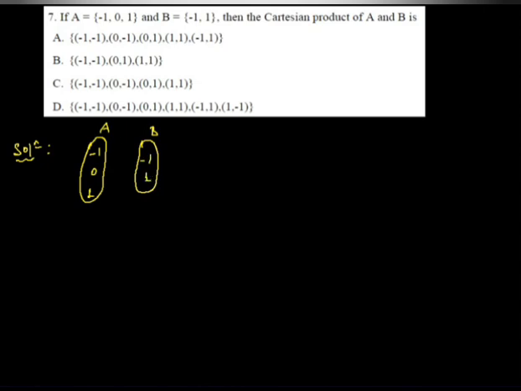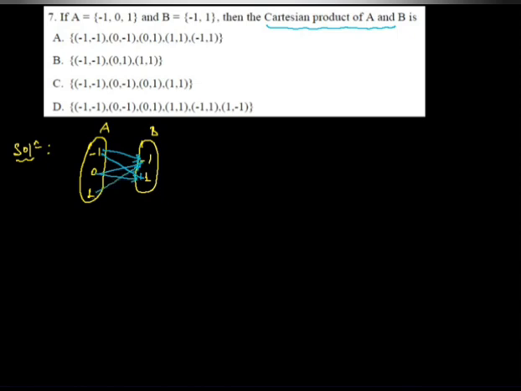So the question is the Cartesian product of set A and B. Cartesian product or cross product of two sets can be described by the collection of ordered pairs where all the first entries are taken from set A and the second entries are taken from set B. So the Cartesian product is formed this way.